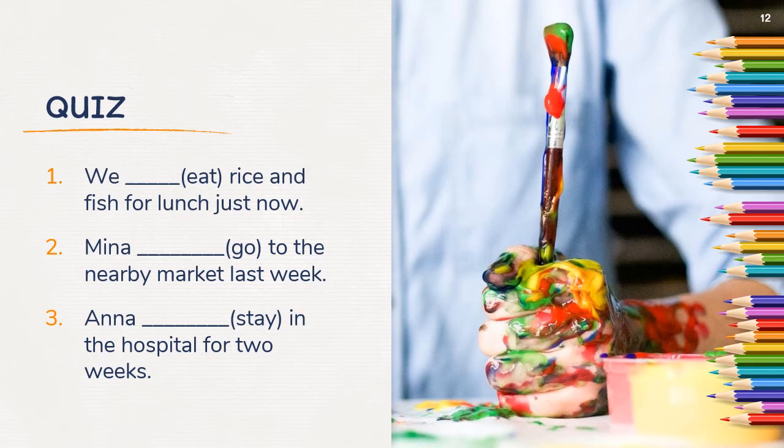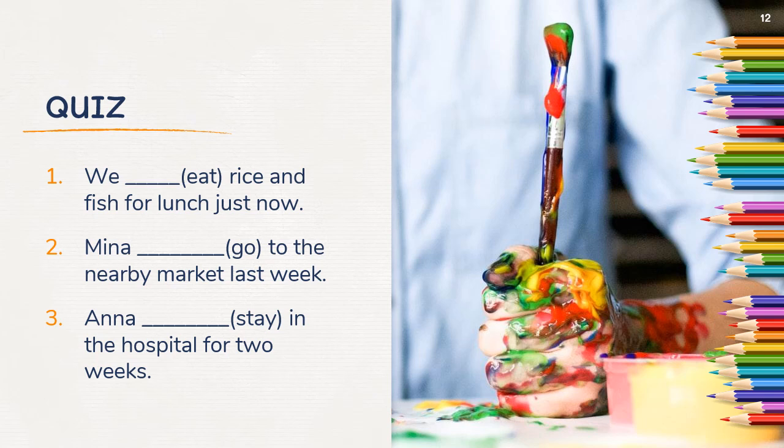Well done, guys. So I hope you understood today's lesson. But before we end today's lesson, I want to give you a very short quiz on simple past tense. So let's do it together. So read the first sentence, please. We dash eat rice and fish for lunch just now.